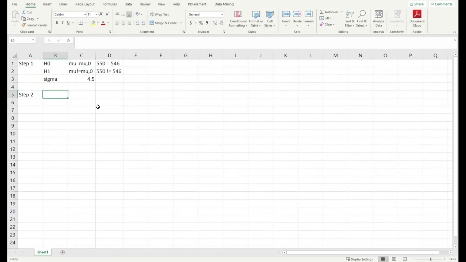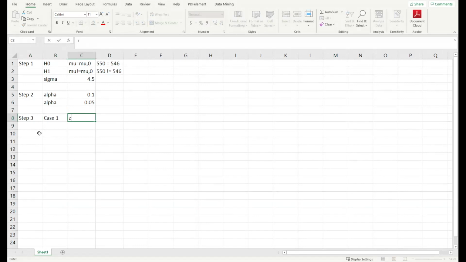Step 2 is after ma-establish mo yung hypothesis mo, ang gagawin natin is to choose a fixed significance level. So ang sabi sa problem is we can either do an alpha of 0.1, saka we'll do an alpha of 0.05. Okay? Now next is step 3, to choose an appropriate test statistic. So ang test statistic natin is yung z-score, kasi this is case 1. So we can say case 1 and therefore z-score yung gagamitin natin.